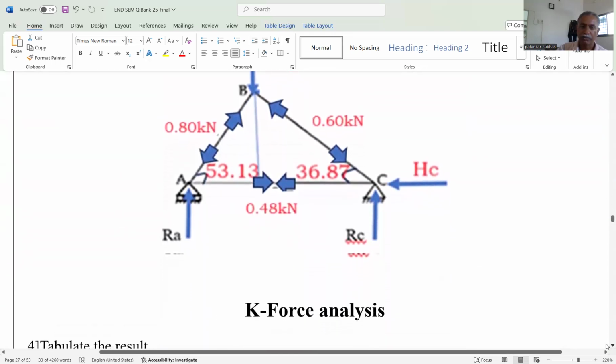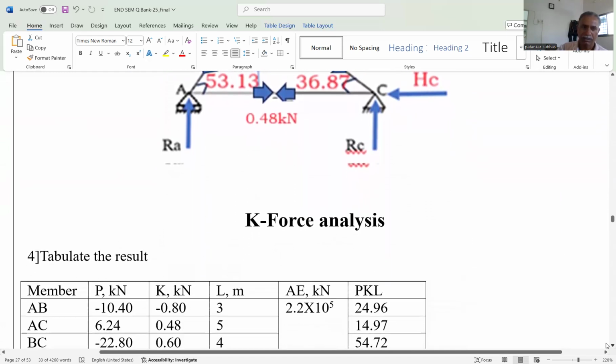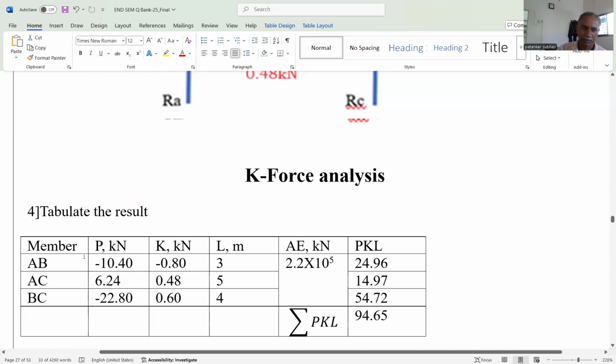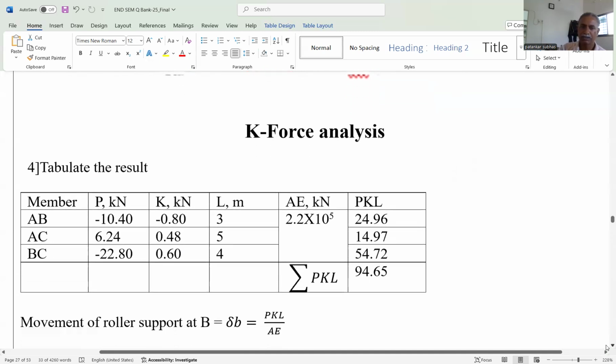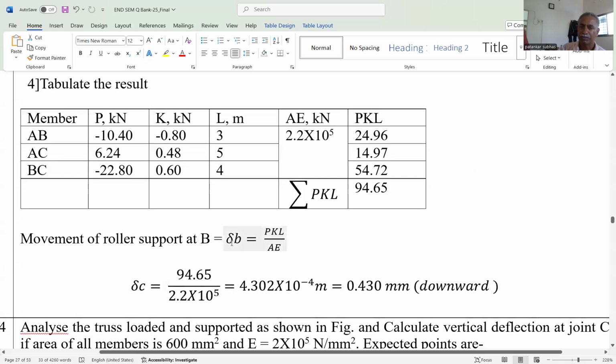Then step number 4, tabulate the result. There are three members AB, AC, and BC. P force analysis: 2 are minus 1, that means compressive, and 1 is positive, that means tensile. K force analysis, same. Then length, it is already given, 3, 4, and 5. And the value of A is given, E is given, then A multiplied by E, convert it into kilonewton. So this is 2.2 into 10 raised to the power 5. Then PKL, P multiplied by K into L, that gives 94.65, and divided by AE will give the deflection at B. Okay, this is a simple problem we can easily solve.